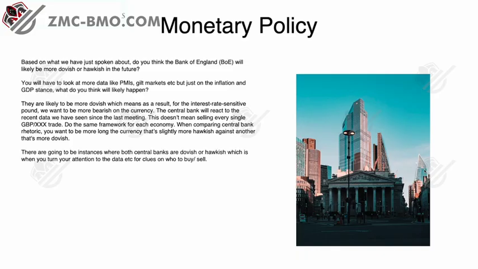There are going to be instances where both central banks are dovish or hawkish, which is when you turn your attention to data for clues on who to buy. For example, the US might have better growth data at the time than the UK, or there might be another edge, for example, oil or gas prices being extremely high in Europe. Obviously Europe imports a very large amount of both oil and gas, and that's going to create more of an issue for Europe.